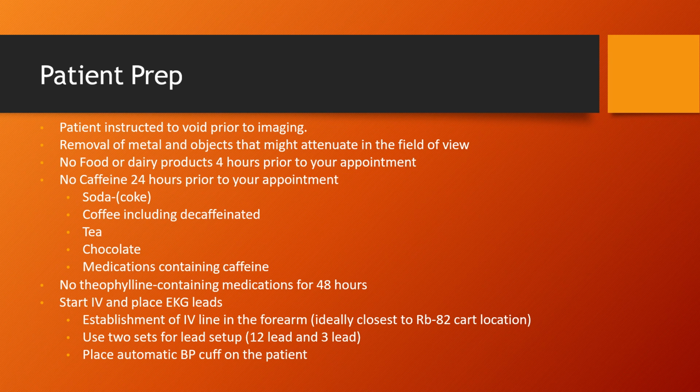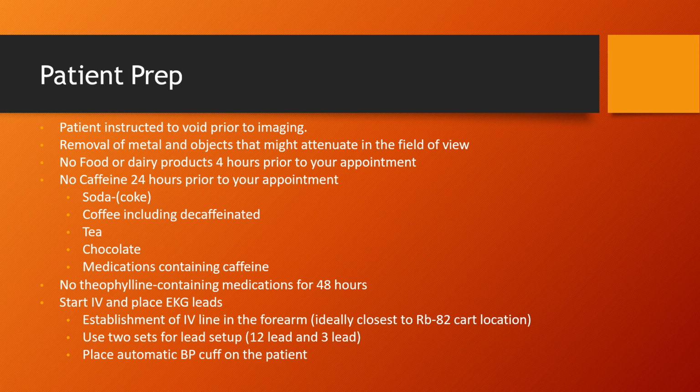The technologist should use 2 sets of leads: a 12-lead EKG for stress monitoring, plus a 3-lead EKG connected to the scanner for gating purposes. And then an automatic blood pressure cuff should be placed on the patient. Before taking a resting blood pressure, the patient should have a chance to lay down on the camera and get comfortable and back to a resting state before the first blood pressure is taken. This is an important step because it can influence the resting blood flow levels if myocardial blood flow reserve is being calculated.